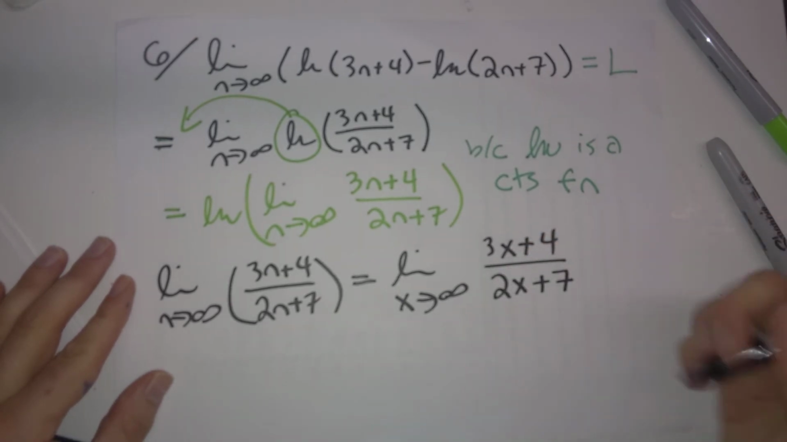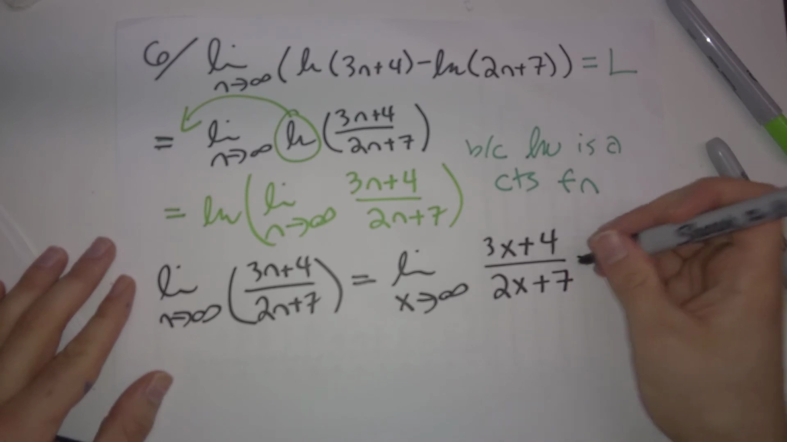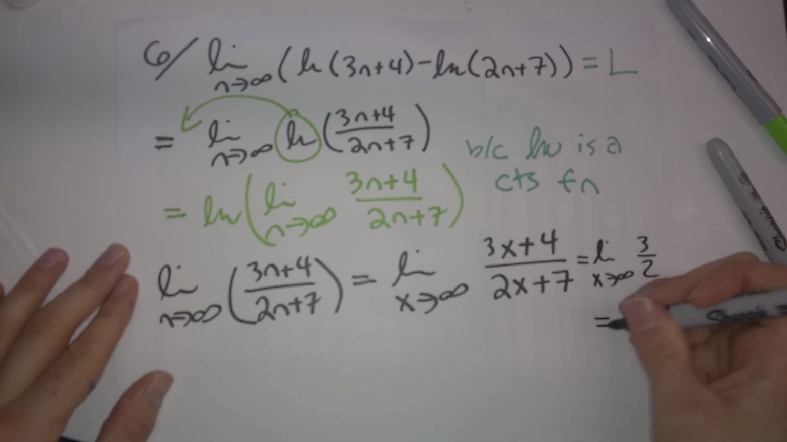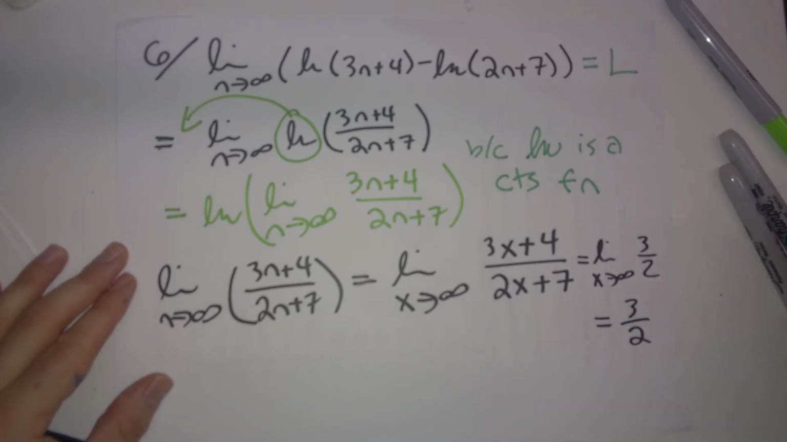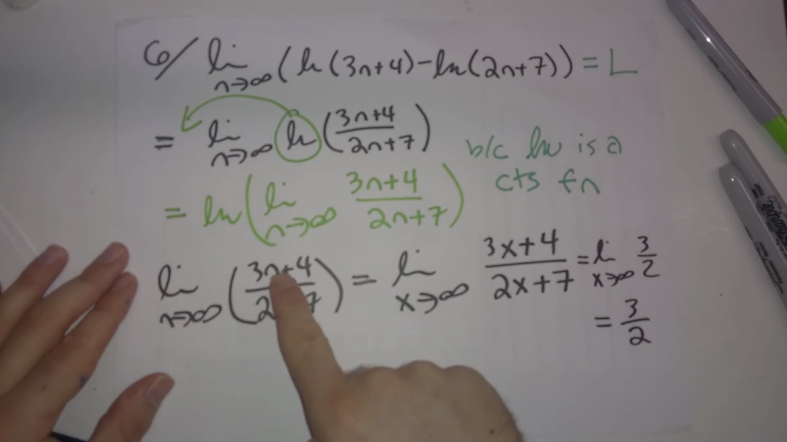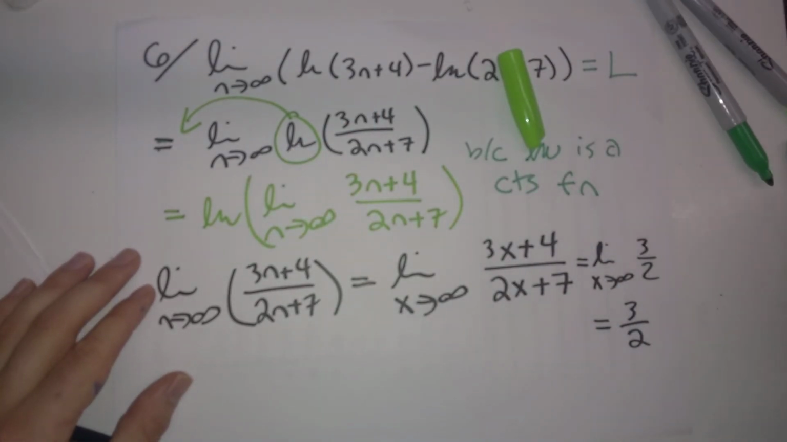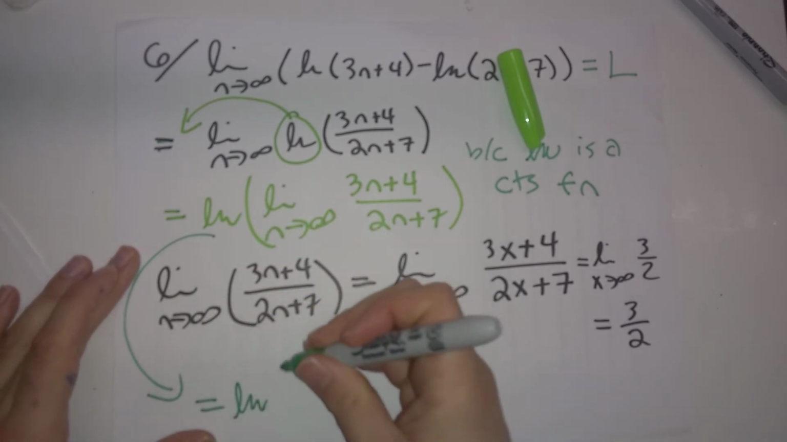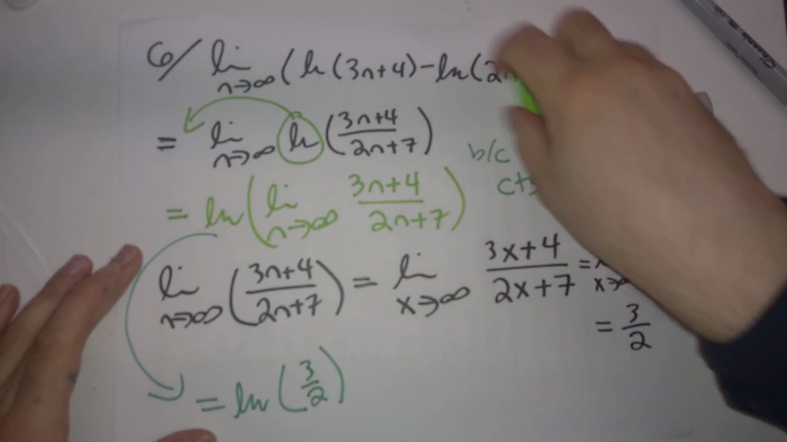And so right here, using L'Hopital's rule, I have an infinity over infinity indeterminate form. I take derivatives of the top and the bottom, and I get the limit as x goes to infinity of 3 halves, which is just 3 halves. So I conclude that the limit as n goes to infinity of 3n plus 4 divided by 2n plus 7 is 3 halves. And so, putting everything together, this answer is equal to the natural log of this limit, which is the natural log of 3 halves.